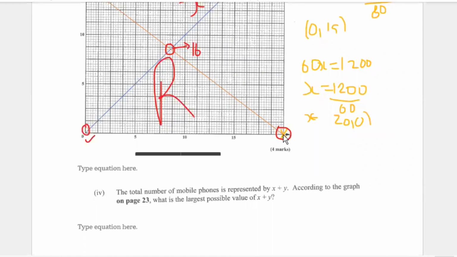But for right here, we have 20 and 0. So the largest possible value of x plus y is 20, and that is when x is 20 and y is 0.